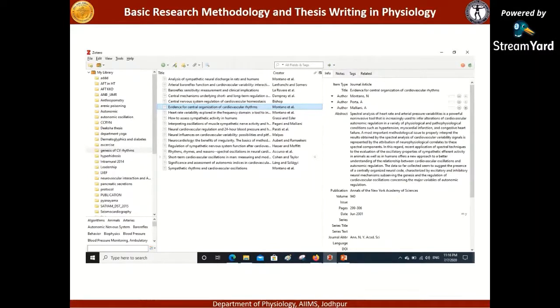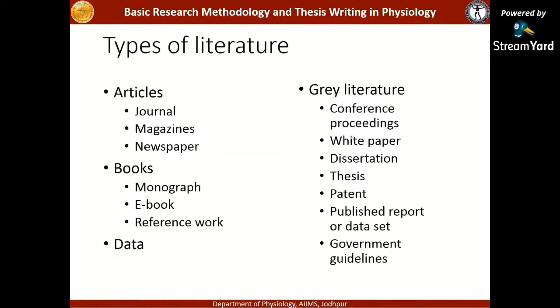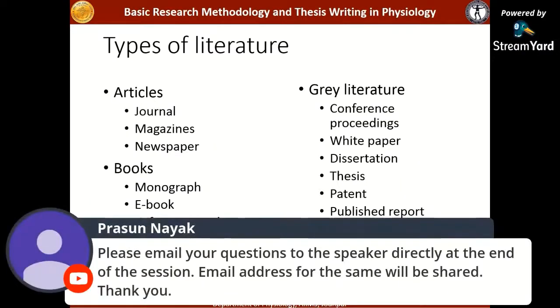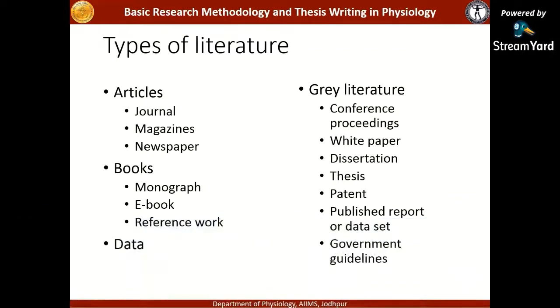Now you are ready to cite them in your review. It's not just articles which we are looking for; there are many types of literature. Articles we conveniently look for. Books, monographs, e-books, reference books, then you have data, and apart from this, we have the gray literature, which is your conference proceedings, white papers, dissertations, research, patents, published reports, and government guidelines. You need to cite them as well if they are really important to your study.